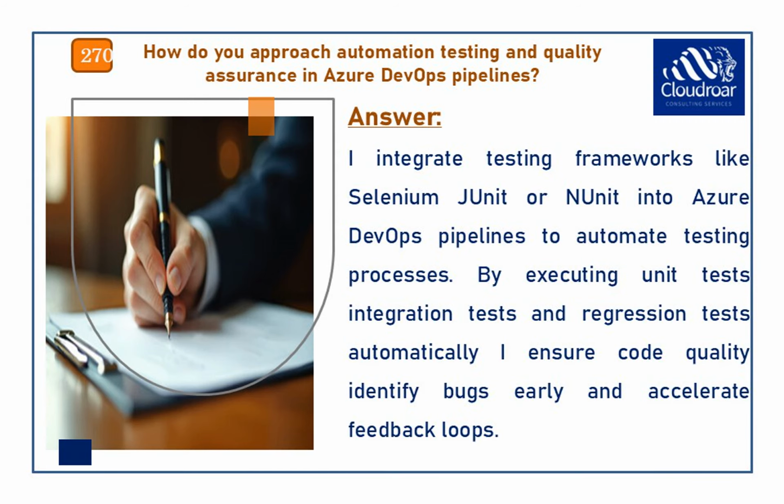Question 270. How do you approach automation testing and quality assurance in Azure DevOps pipelines? I integrate testing frameworks like Selenium, JUnit, or NUnit into Azure DevOps pipelines to automate testing processes. By executing unit tests, integration tests, and regression tests automatically, I ensure code quality, identify bugs early, and accelerate feedback loops.